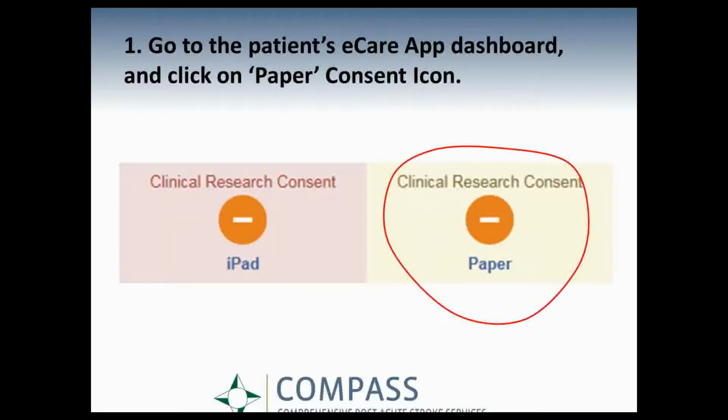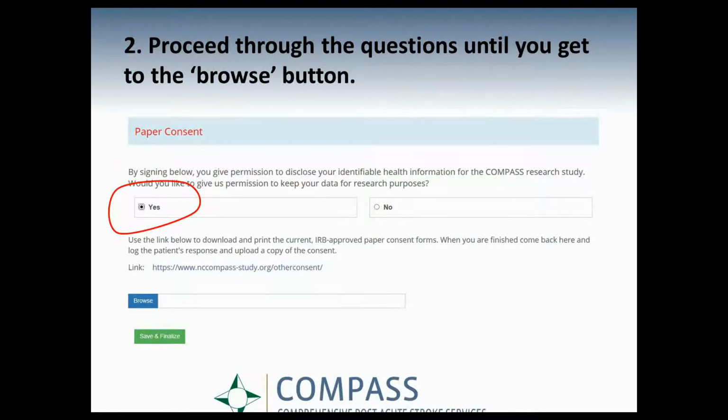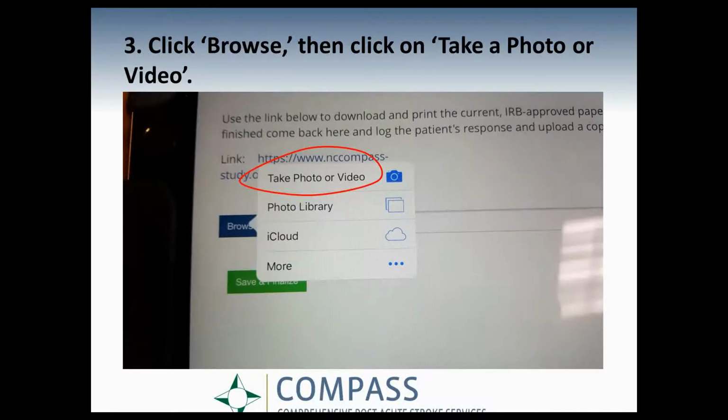So you want to go through the normal process when you are about to do the consent process. You actually want to start out by clicking the paper consent option, which is circled in red in the eCare app dashboard. And then, of course, you still want to proceed through the questions to the paper consent until you get to the Browse button, which is that blue button at the very bottom. So once you click on that Browse button, keep in mind you are using the iPad.